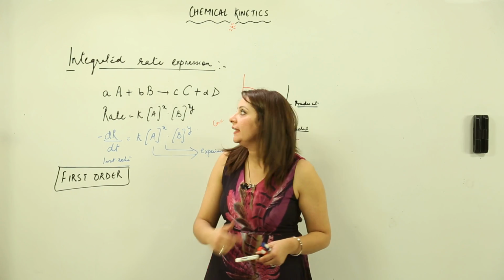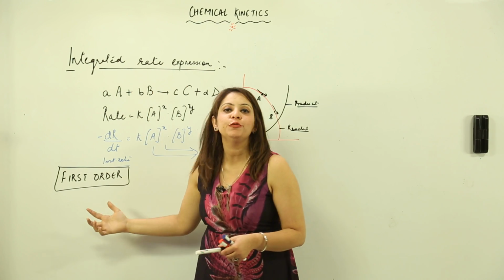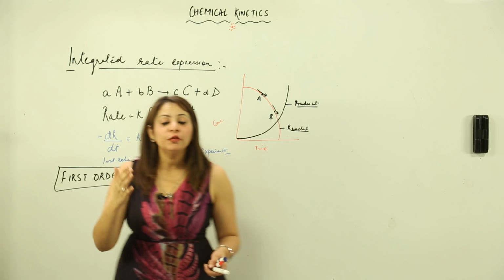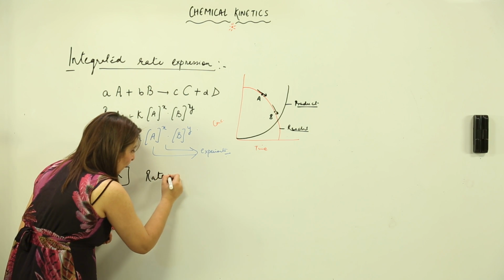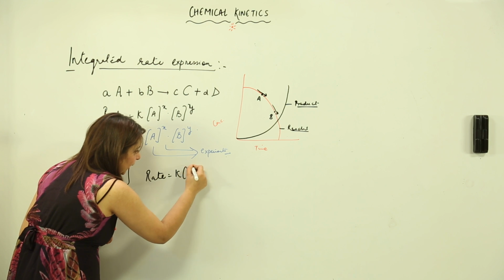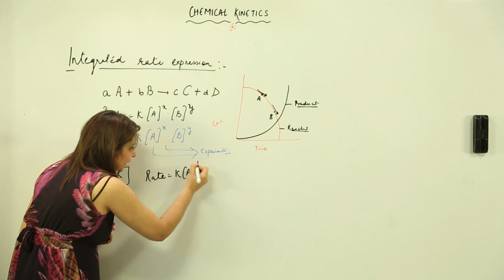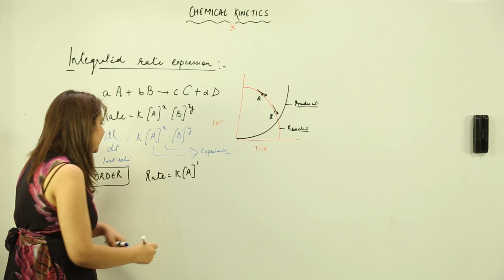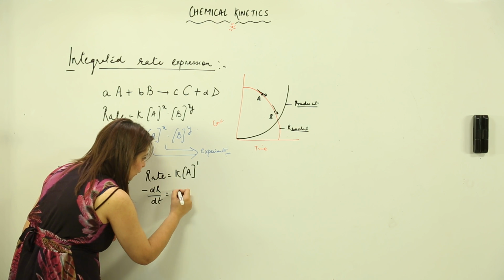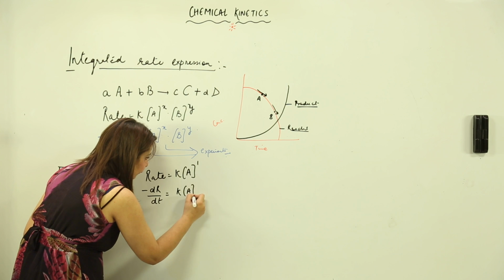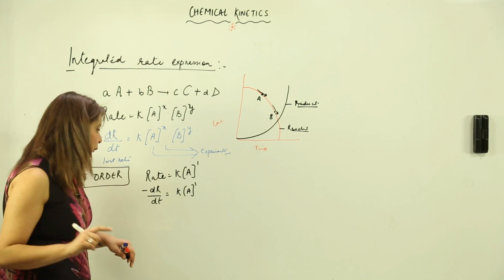Now we are going to write the integrated rate expression for the first order, right. So for first order we know that rate is equal to K into A, and the order of the reaction will be 1. Writing in a simple manner, we have minus d[A] upon dt is equal to K concentration of A with power 1, right.